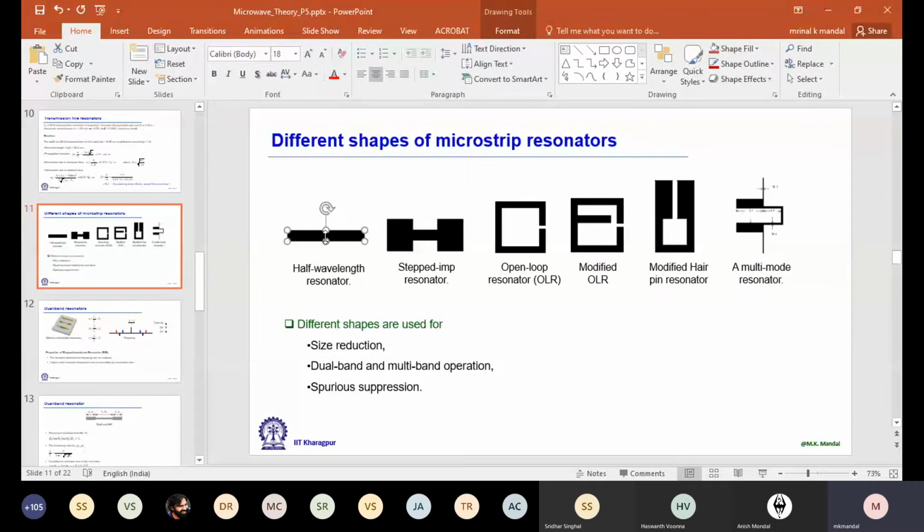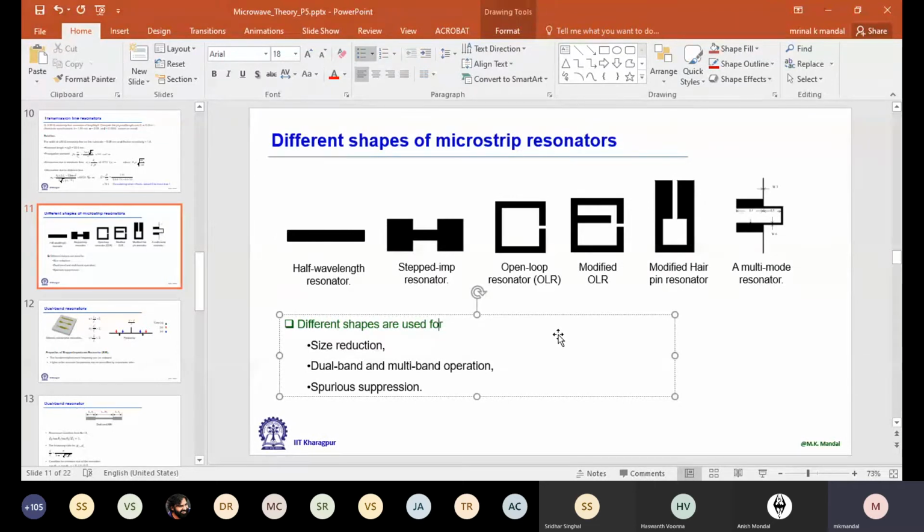For a straight microstrip line, F2 by F1 is 2, right? Another form, we call it hairpin resonator, and it's a multi-mode resonator. So it will support many different modes, and it's really complicated here to calculate all the frequencies for different modes. So why do we have different shapes of the resonator?